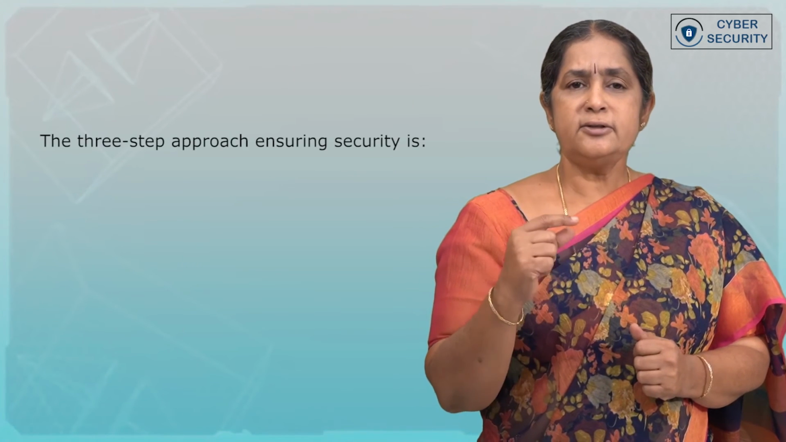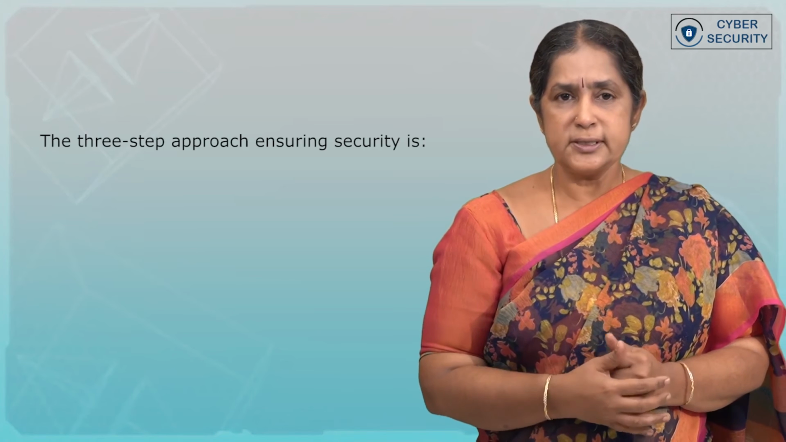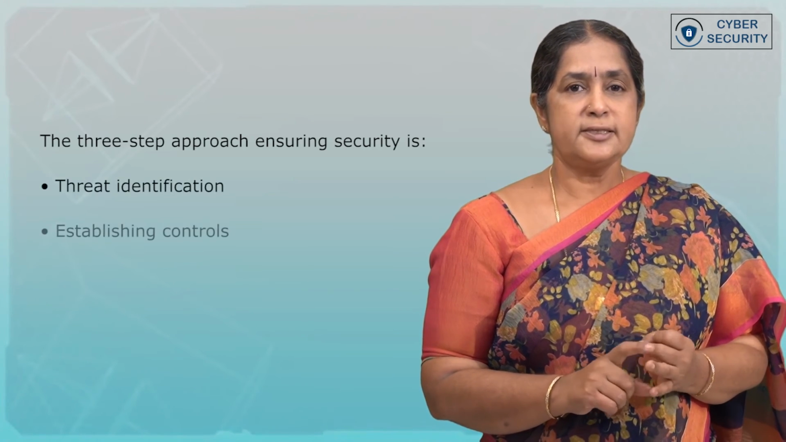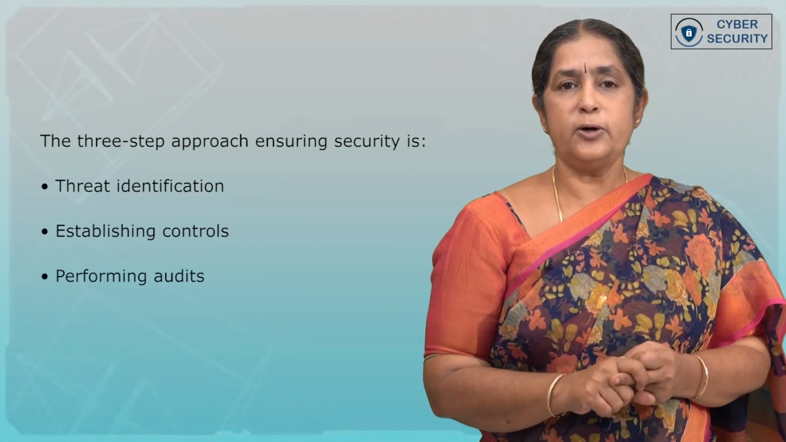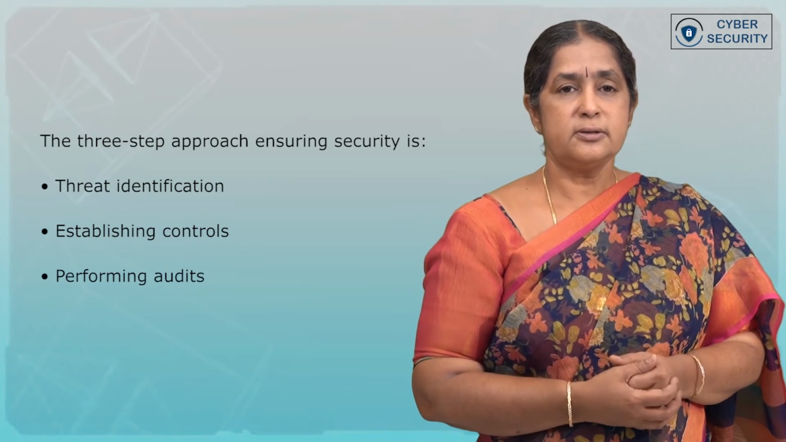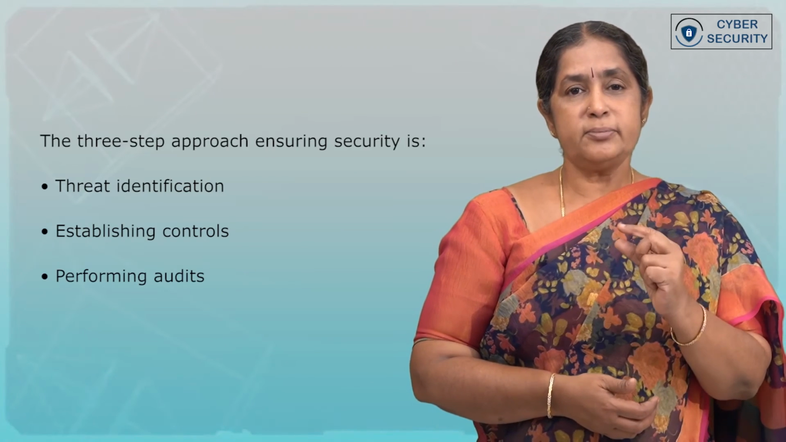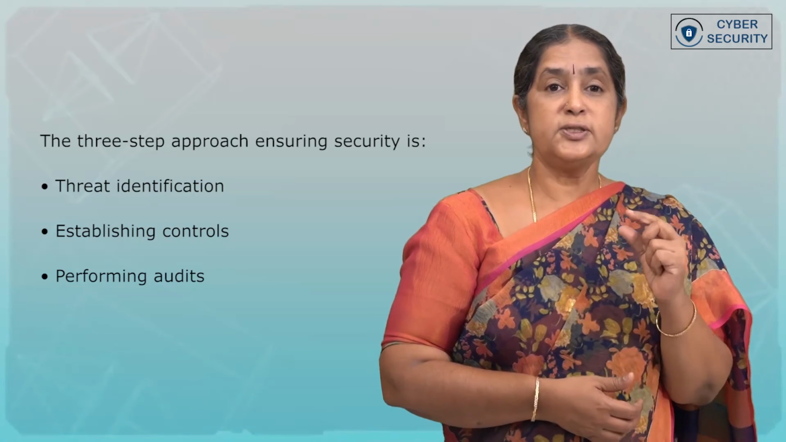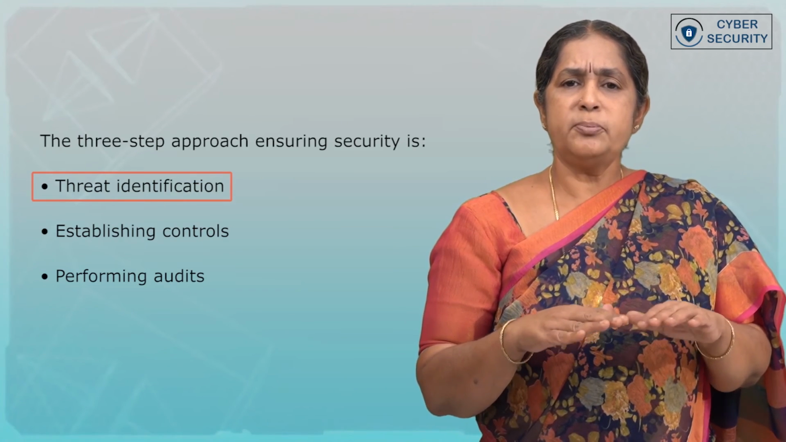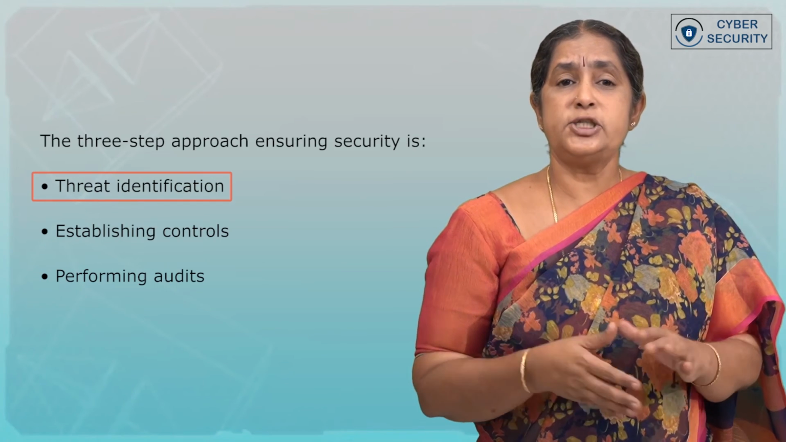Information systems require strict controls as they are vulnerable to cyber attacks, and the controls are required to countermeasure. There is a 3-step approach available to ensure security. They are threat identification, establishing controls, and performing audits. Some of the topics are discussed in detail in the forthcoming sections. The initial step to be taken for securing information system is identifying the threats. This step uncovers the problems that require serious attention.